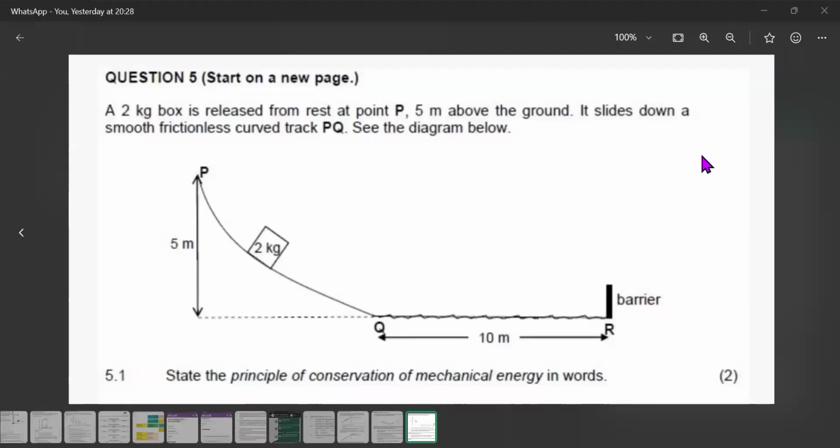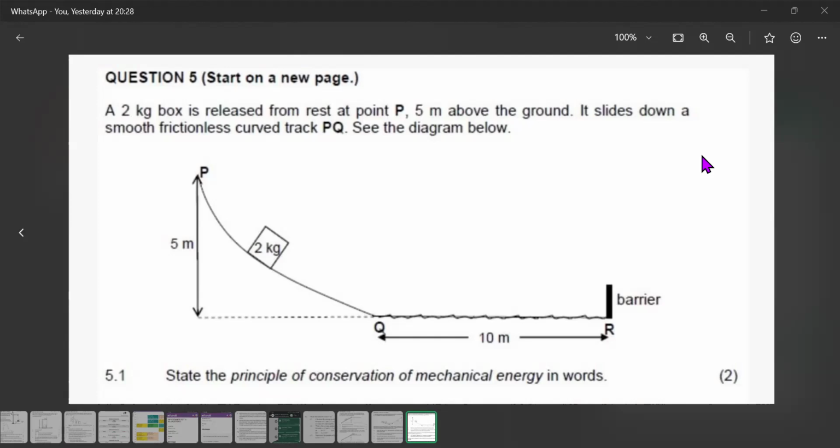Okay. So here they say a 2 kg box is released from rest. And even if they didn't say rest, if they just say to you it's released, then you must know that initially it was not moving. The initial velocity was 0. So they say to us it's released from the point P, which is 5 meters above the ground. That's the height of the point P above the ground.